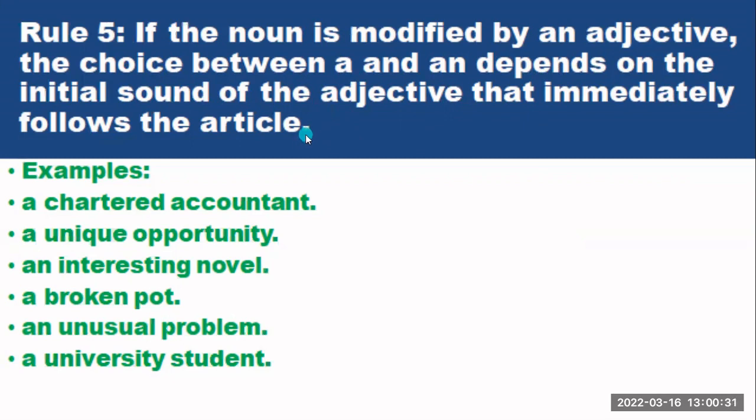So if you are referring to a noun and the noun is modified by an adjective, then it is the adjective that determines whether you are going to use a or an. If the adjective begins with a consonant sound, you use a. If it begins with a vowel sound, you use an. For example, a chartered accountant, because the adjective chartered begins with a consonant sound, so the article is a.